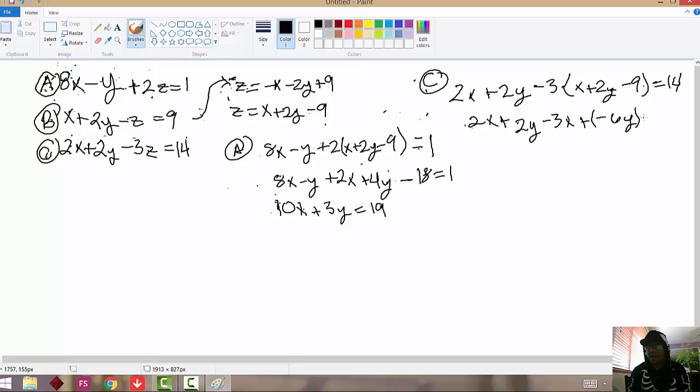We're going to have a negative times a negative, which equals 27. So we're going to say plus 27 equals 14. All right, so we're going to distribute everything out again.